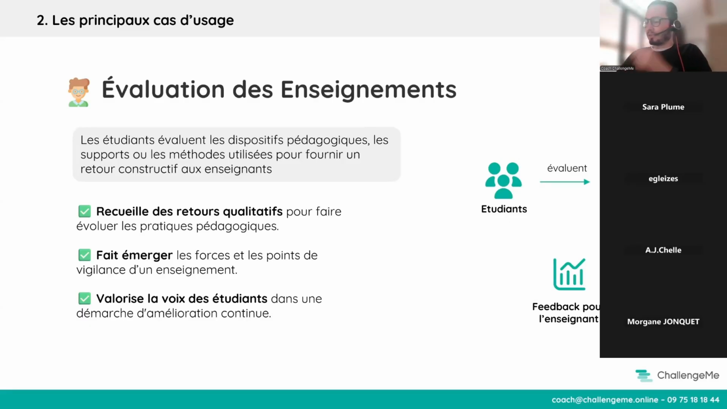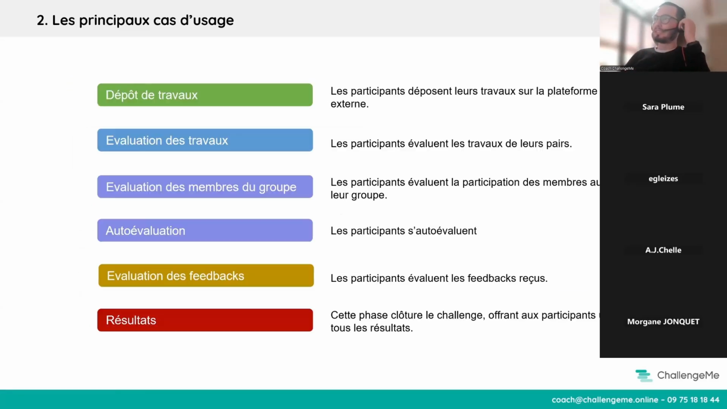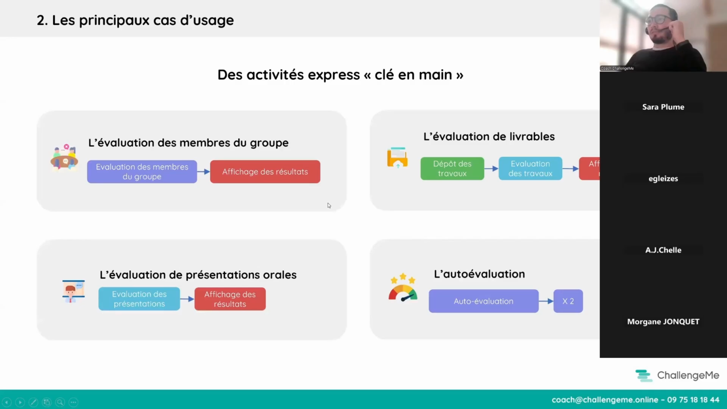It was important for me to show you this because on ChallengeMe, you'll find these different formats in the form of phases. That is, you'll have phases for submitting assignments, where you submit a piece of work, and evaluation phases. Within the group, also called intra-group, there are phases for authorization, feedback, evaluation, and so on, as well as for sharing the results. So in each phase, we ask participants to perform a specific action. And these phases can be tailored a bit in the way we want, depending on the use case we want to address. So we have use cases that can be directly addressed within the platform.